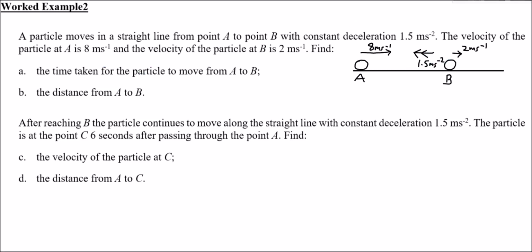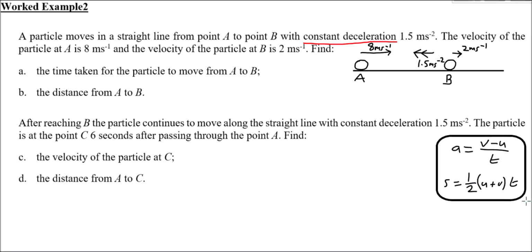Anyway, the main word here is it's constant deceleration, so we can still use the couple of formulas we worked out before. Just to remind you, the two formulas are a equals v minus u over t, and s equals a half u plus v t. So again, we're going to be reliant on those for this question too. So we can now get started.